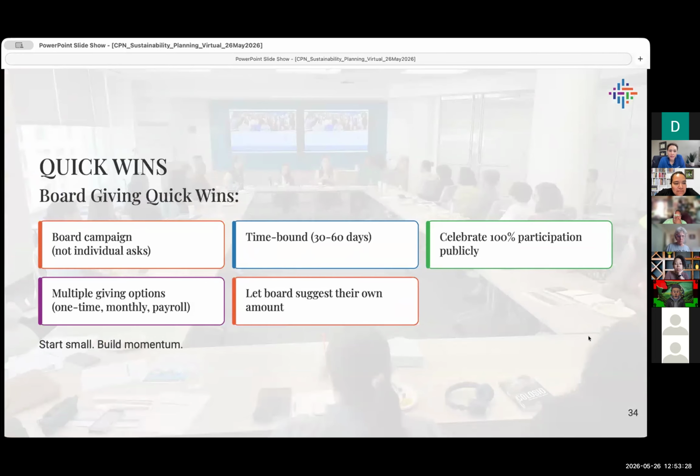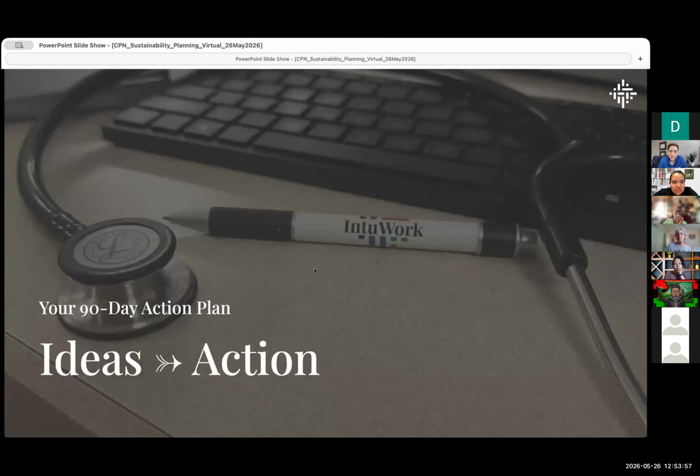Quick wins. So board campaigns, it's not an individual ask. It's about getting the board mobilized. Make things time bound, give them 30 to 60 days. Celebrate your 100% participation publicly. Post it all over social media: 100% of our board gives, and then put their pictures up there. Say all of these people are giving, so you should too. Give them options: one time, monthly, via payroll, or let them suggest their own amount. Start small, but build that momentum.